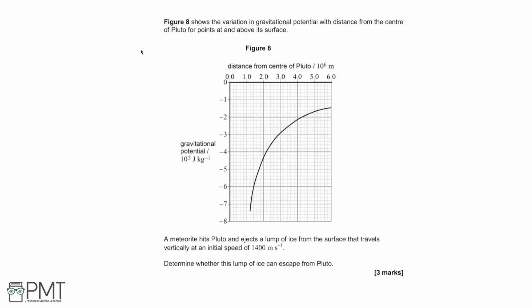The last part of the question says, Figure 8 shows the variation in gravitational potential with distance from the center of Pluto for points at and above its surface. So we see that the gravitational potential starts very negative and is increasing, and increases more slowly as you get further and further away from the center of Pluto. The question then says, a meteorite hits Pluto and ejects a lump of ice from the surface that travels vertically at its initial speed of 1,400 meters per second. Determine whether this lump of ice can escape from Pluto.